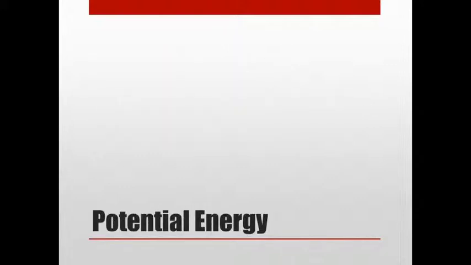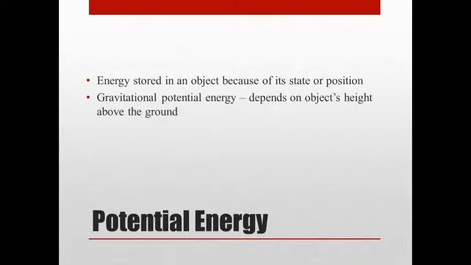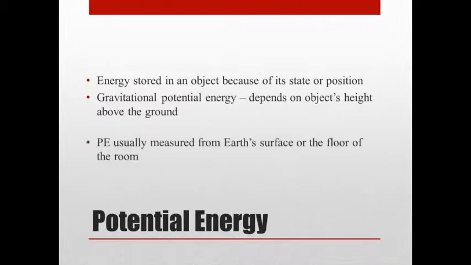And then there's also potential energy. This is energy stored in an object because of its state or position. So as an object is placed higher above the ground, it has more potential energy. If you have something sitting on a table and something sitting on top of a building, the object sitting on top of the building has more potential energy than the object sitting on the table because it is higher off the ground.